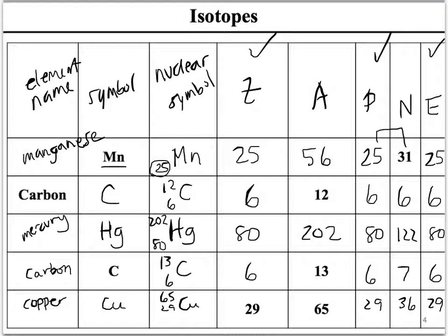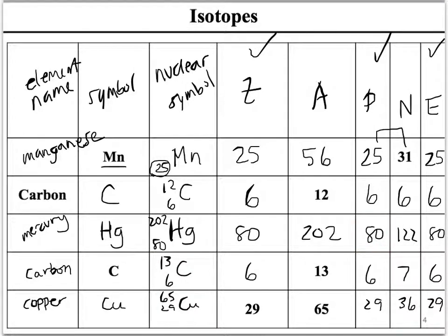Okay, next one. We were given the nuclear symbol. I had to write that in because it didn't show up when I downloaded this, but we were given this nuclear symbol. We know that Hg is mercury. Again, we look up Hg on the periodic table. We see it's the 80th element, so that's how we get this Z. That's how we get this subscript here, and that's how we get number of protons.